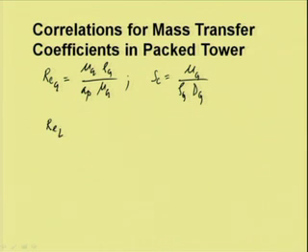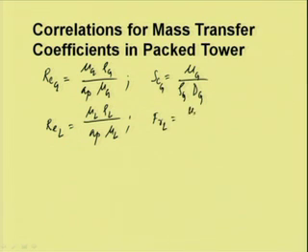Re L is equal to mu L, rho L divided by A p by mu L. This is G, this is equal to U L square A p divided by G.